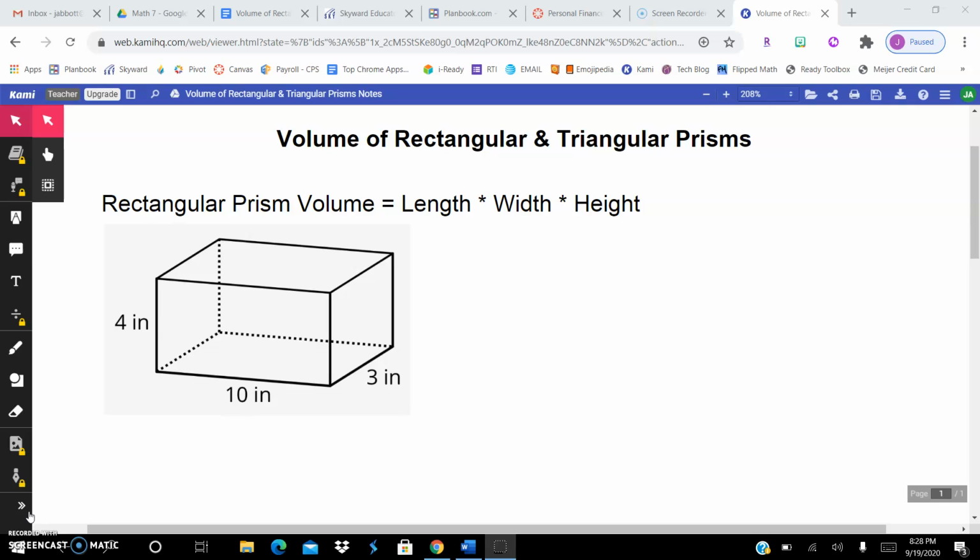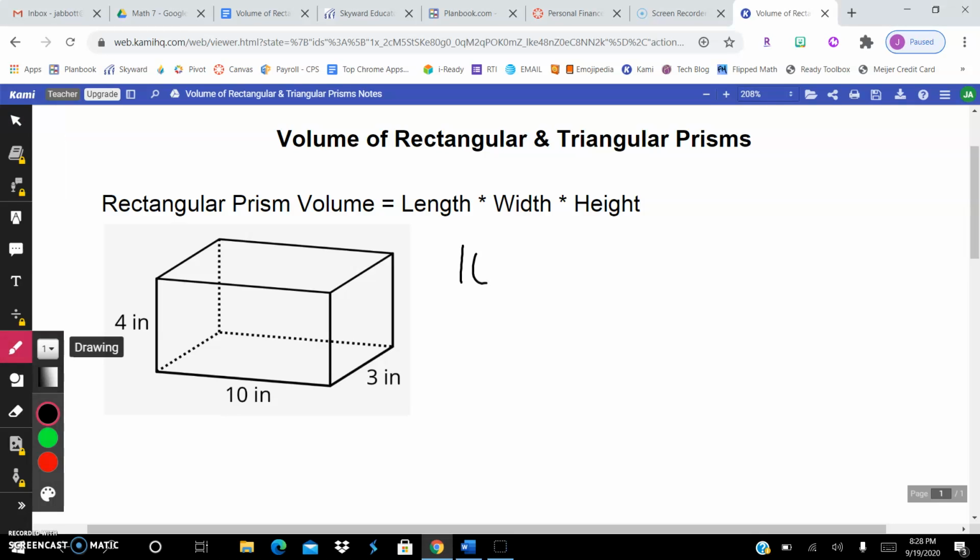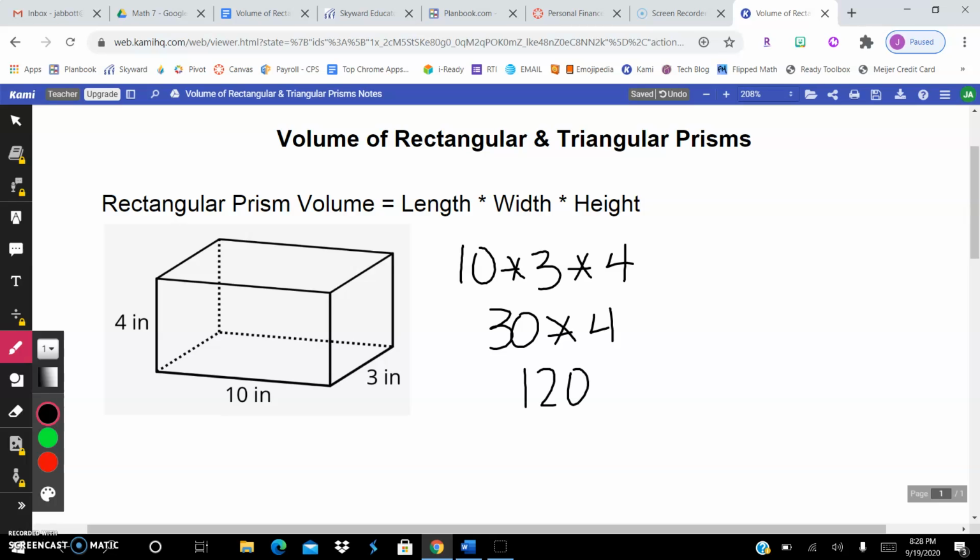So the length here is 10. The width is 3. And the height is 4. 10 times 3 is 30. Times that by 4. 30 times 4 is 120.